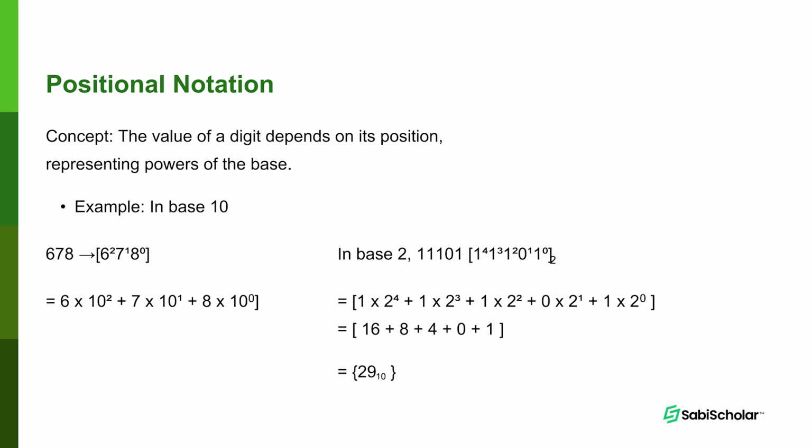Then finally, you can add 16 plus 8 plus 4, plus 0, plus 1. And that gives us 29 in base 10. So 11101 in base 2 is the same thing as 29 in base 10. I'm still going to talk more on converting numbers from binary to the decimal system.